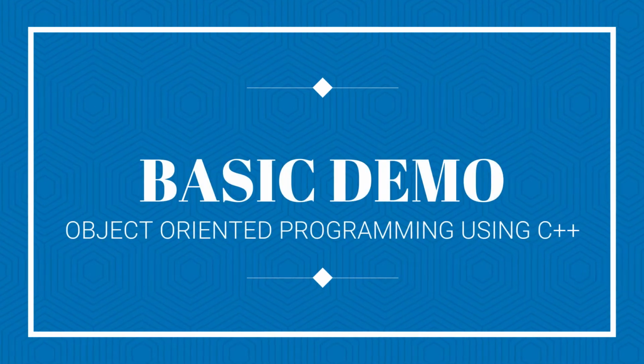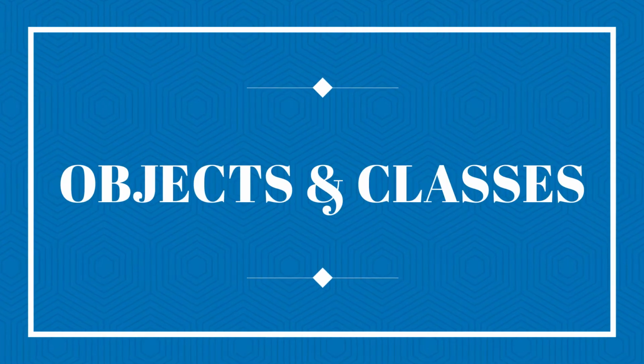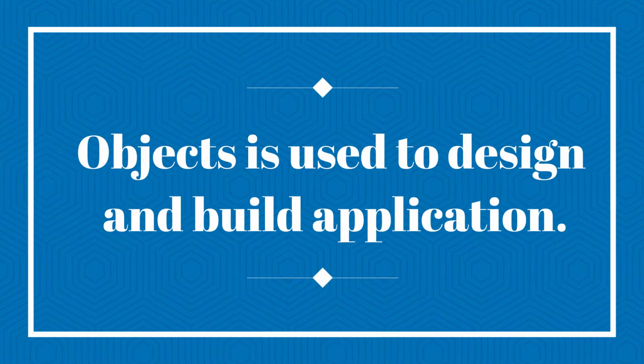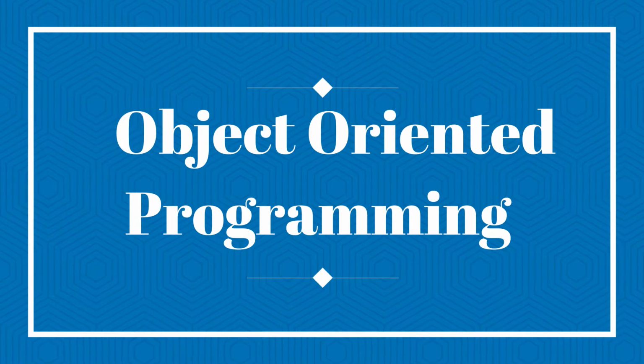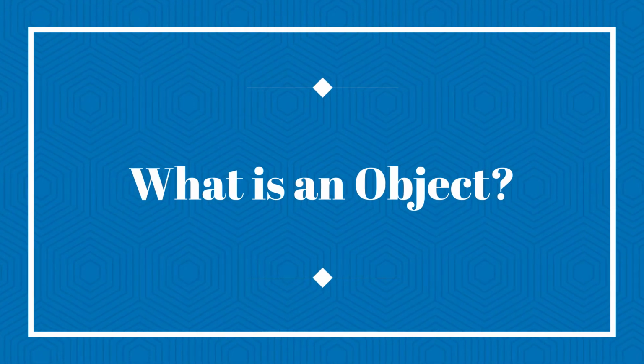Before our demonstration, I would like first to make a short discussion about objects and classes. So what are objects all about? Objects are used to design and build applications. And since we are using C++ and writing a program in an OOP approach, we need first to learn what an object is all about.